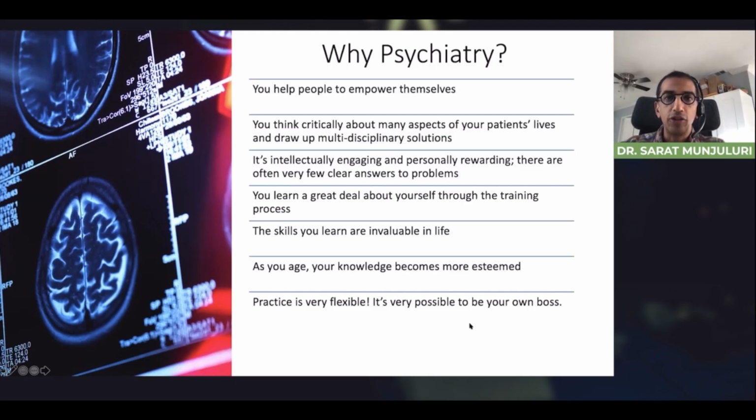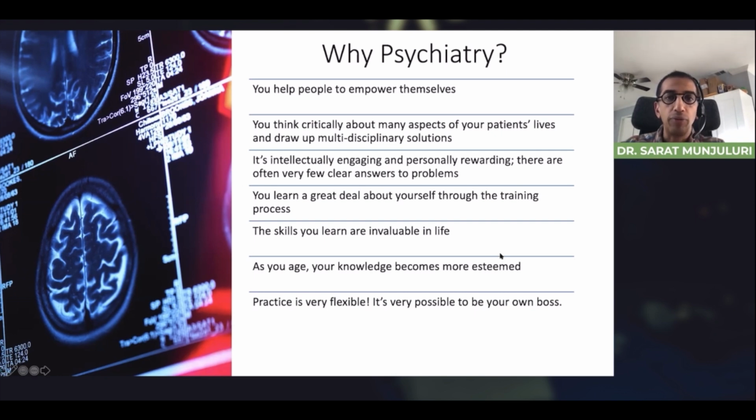So why psychiatry? I think there's a real neat aspect here of you being able to help people empower themselves to solve their problems. You think critically about aspects of your patients' lives and you draw up multiple disciplinary solutions in concert with others. It's very intellectually rewarding and personally as well. There is a sense that there are very few clear answers for problems. And for some people that can be really frustrating. For other people it is really exciting.